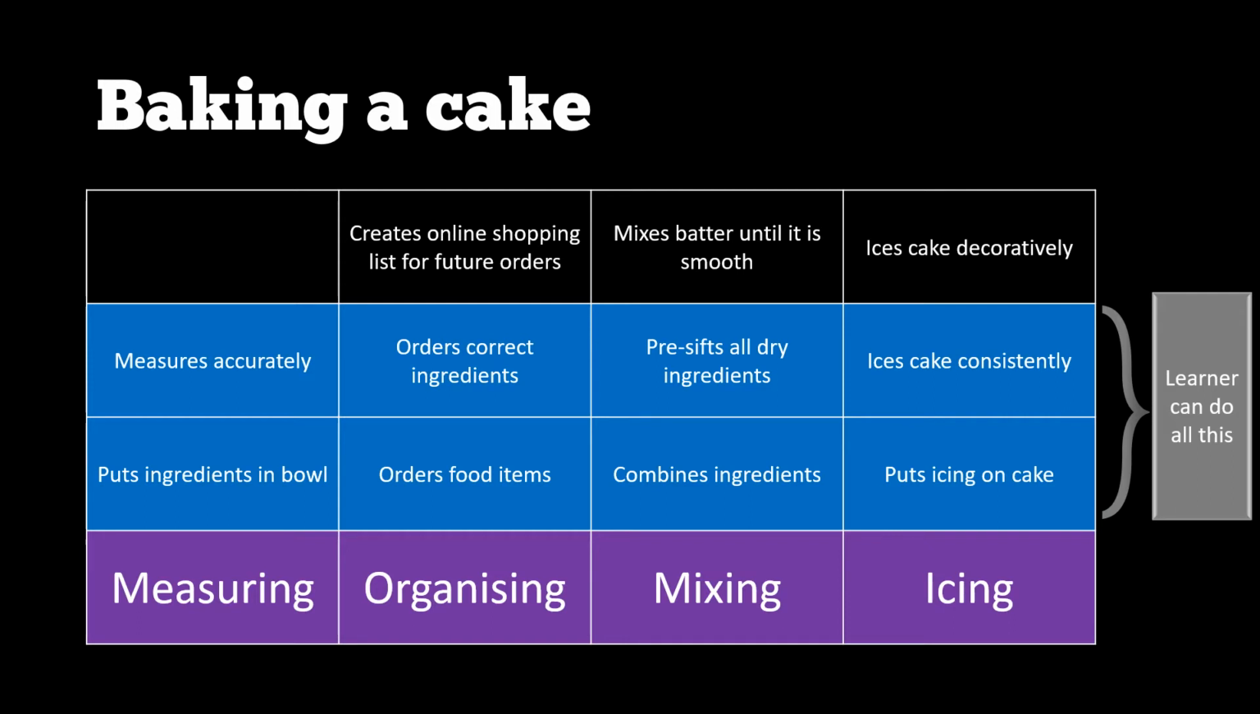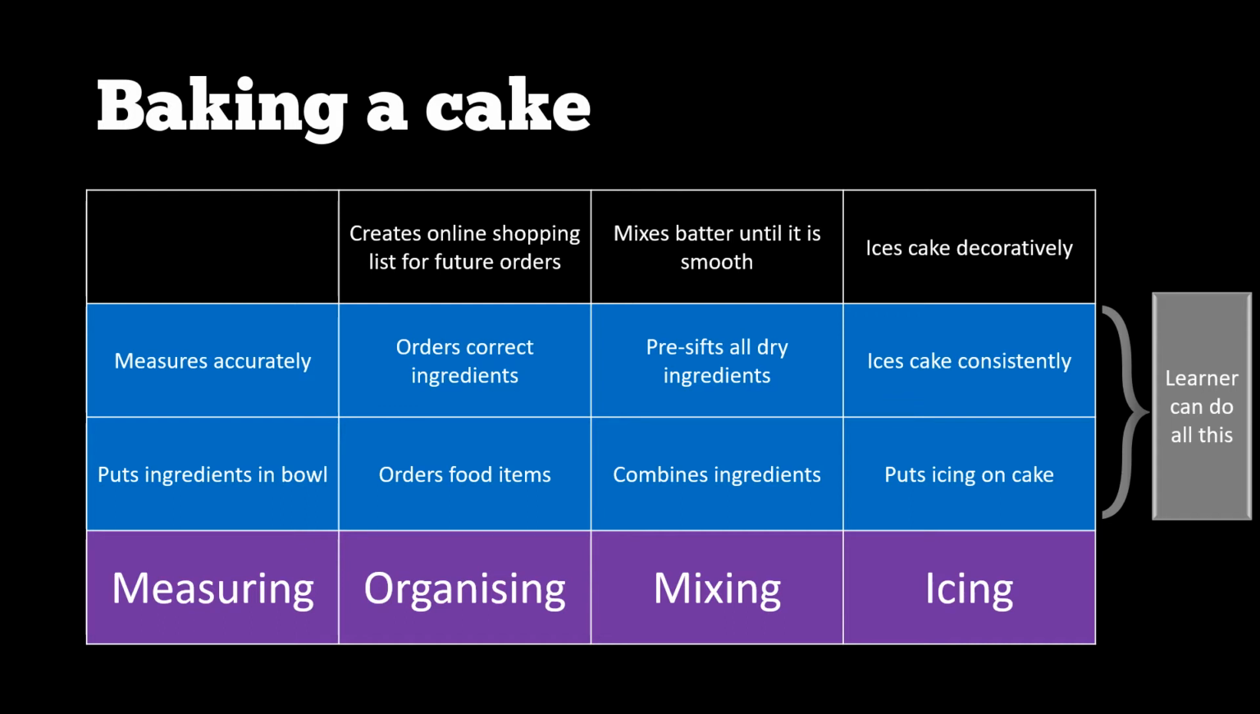So we assess them as the middle row for all of the 4 skills. It's assumed that they can also do any of the beneficial stuff below that, right? So if they can ice the cake consistently, then they should also know how to put icing on the cake. Obviously, they would be required to do that. When it comes to mixing, if they've pre-sifted all the dry ingredients, it's assumed that they've also combined the ingredients. Same with organising. If they've ordered the correct ingredients, it's assumed they've also ordered the food items. And if they measure accurately, it's also assumed that they put ingredients in a bowl, right? So just looking at this alone, we can say we know 8 things that the student can do. It's everything up to and including whatever they were assessed at.